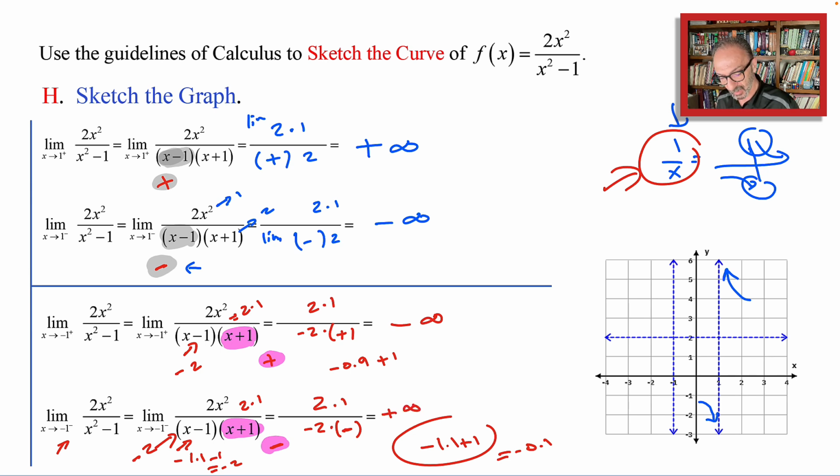Approaching negative 1 from the right, we're going to go to negative infinity, and approaching negative 1 from the left will approach positive infinity. A lot of details, as you could see.